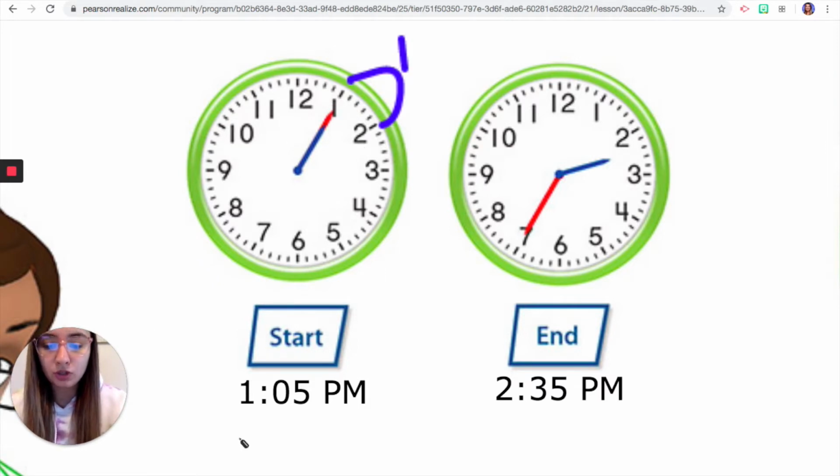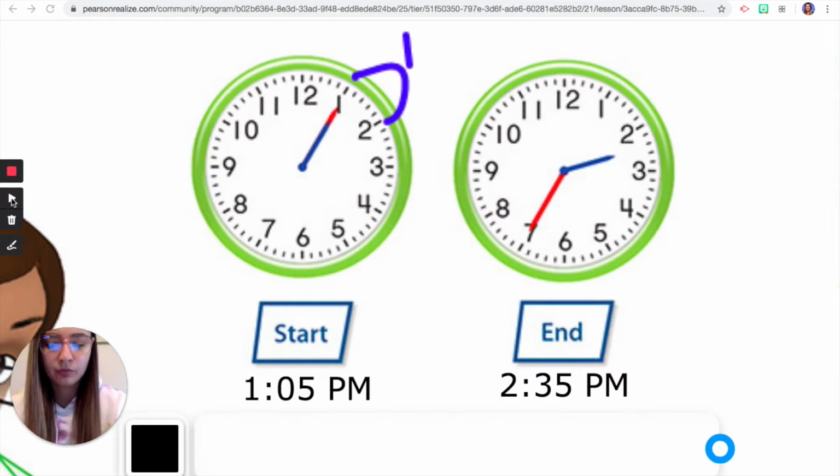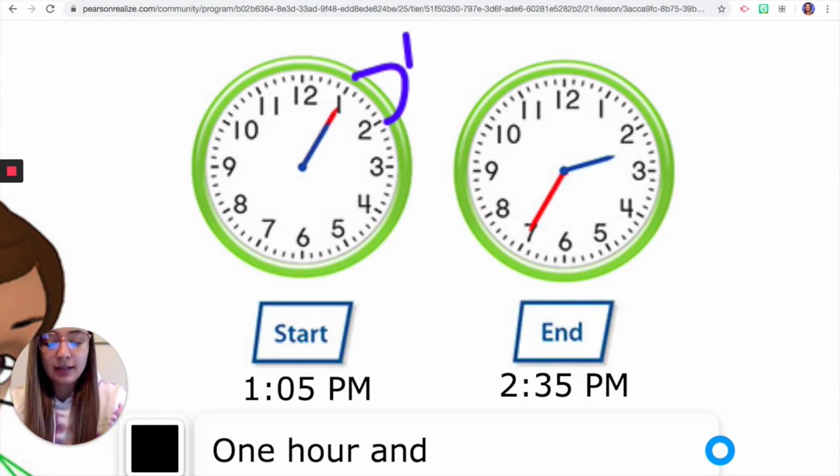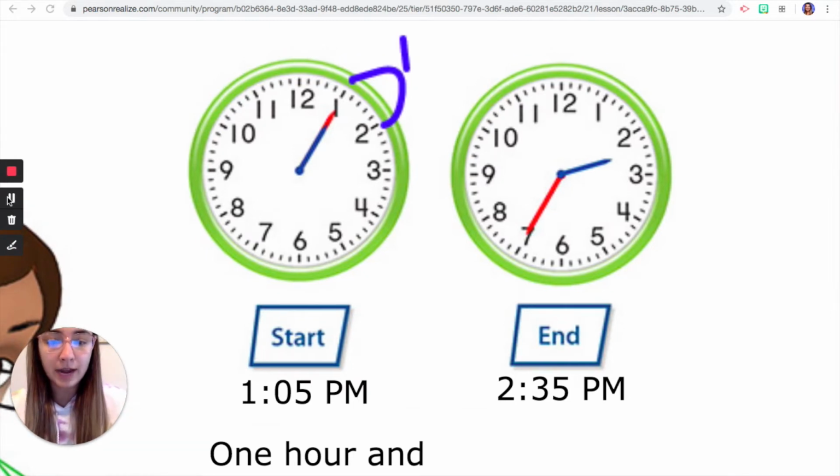So what I'm going to do is start typing so that I don't lose track. So I already know that 1 hour has passed, so I'm going to start with that. 1 hour, and because we need to find out how many minutes have passed. Okay, so now that we've done our hour hand, we saw that it just went from 1 to 2. We know that we only counted 1 jump because it is an hour. So we put down here that we have 1 hour, and now we're going to find the minutes.